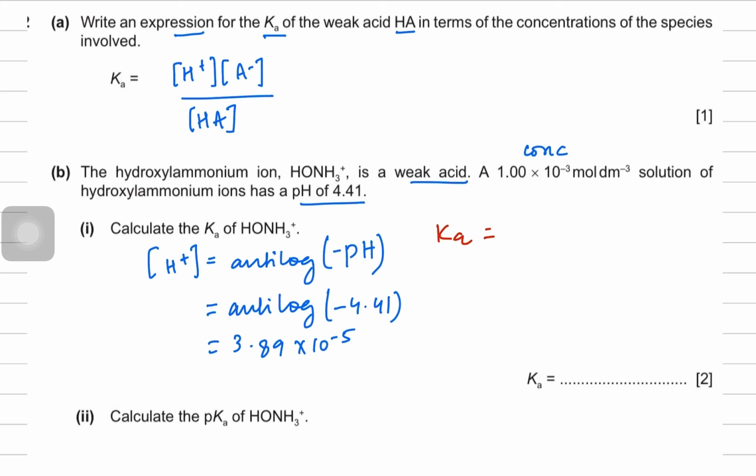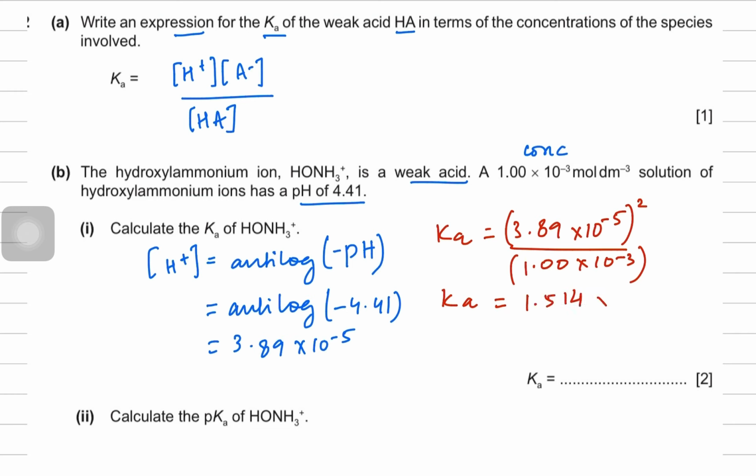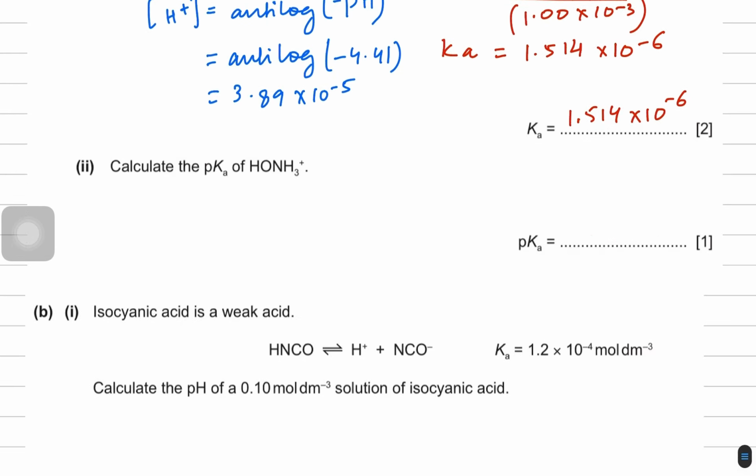Now Ka is equal to H plus times A minus over HA. Since H plus and A minus are in the same ratio, I'm going to square them because they are the same thing, divided by the concentration of undissociated acid 1 exponent minus 3. When I solve it, Ka turns out to be 1.514 exponent minus 6. So this is my value for Ka.